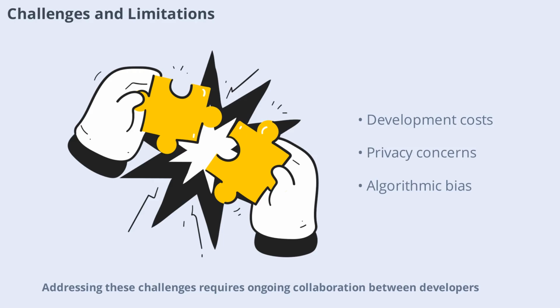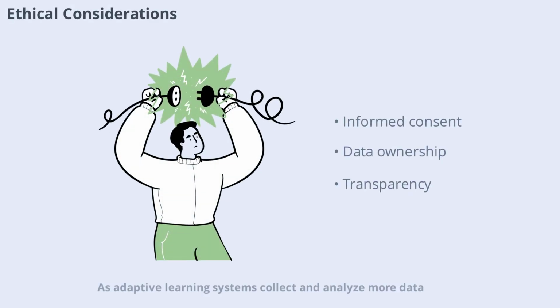Addressing these challenges requires ongoing collaboration between developers, educators, and policymakers to ensure that adaptive learning remains equitable and effective. As adaptive learning systems collect and analyze more data, ethical considerations become increasingly important. Issues such as informed consent, data ownership, and transparency must be addressed to protect student rights. Developers and educators are working together to establish ethical guidelines and best practices, ensuring that adaptive learning benefits all stakeholders.